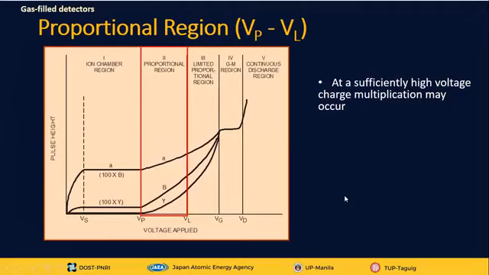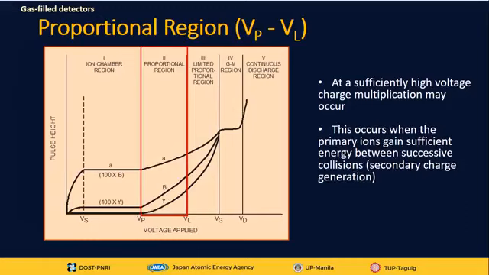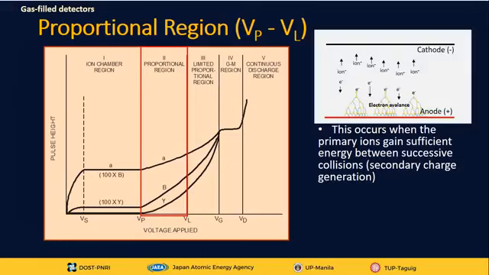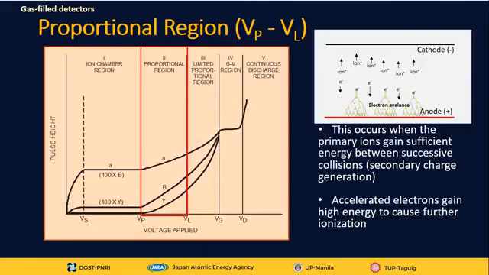So the next step on the voltage scale for a gas filled detector is the proportional region. At sufficiently high voltage, charge multiplication may occur. Proportional counters perform similarly to an ion chamber in that the interactions with radiation create ion pairs. However, they have strong enough voltage that as the ions drift towards the detector anode, the voltage increases until they reach a point where a gas amplification event occurs. So accelerated electrons gain high energies to cause further ionization, as seen in this figure.